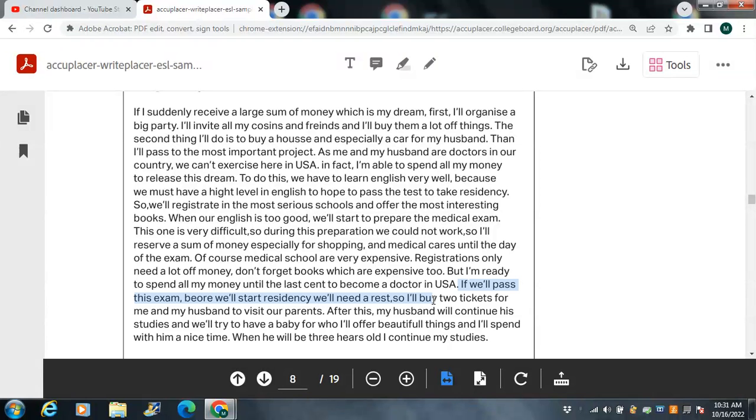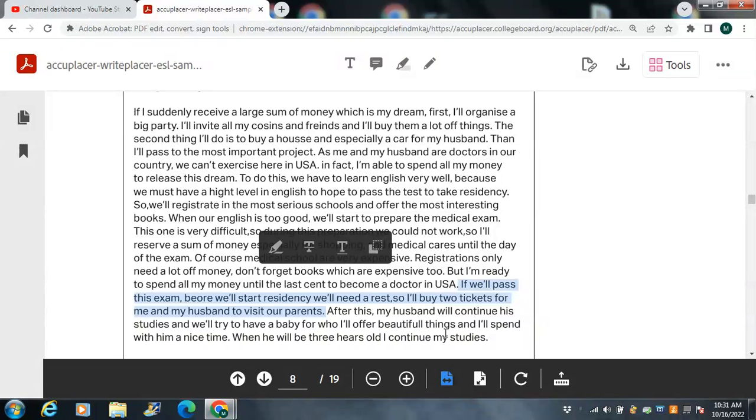"If we'll pass this exam before we'll start residency, we'll need a rest, so I'll buy 2 tickets for me and my husband to visit our parents." Okay, so this is a great example of, again, a run-on sentence. And partly, it's not that it's written incorrectly. It's actually written grammatically. It's fine. The commas are in the proper places. They could put a comma right here before "we'll start residency," comma, "we'll need a rest."